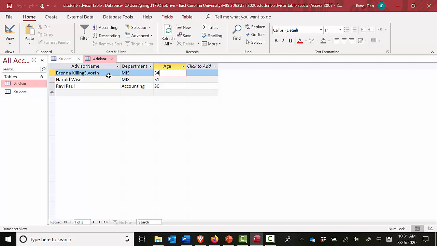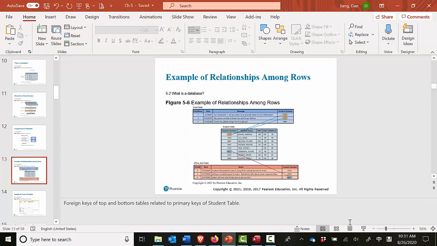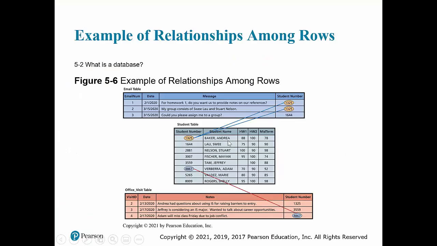In this case, if there is a common column to both tables, we say that those two tables are connected. Okay, they are connected through this common column advisor name. So this is something you guys should know when we say that two tables are connected. Just like this example in the textbook, we say that the student table and office visit table are connected because there is a common column, which is student number, right? Student number is the common column between those two tables.